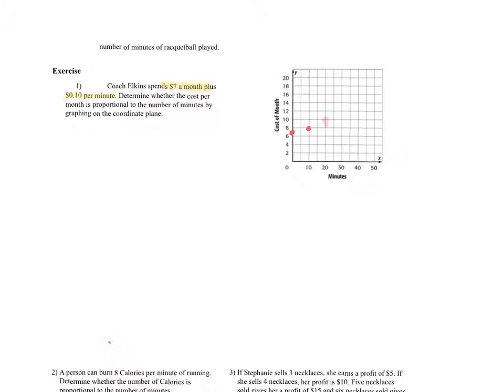Man, I'm having a hard time today. Okay, so she would have been at $9. Wait, but why would she be at $9 if she paid $7 a month? Because she paid $7 a month and she's talked for 20 minutes. So 20 minutes times 10 cents a minute is $2, right? And $7 a month plus her $2. Okay, so let's keep going. Are you with me? Okay, so at 30 minutes, how much would her cost be?